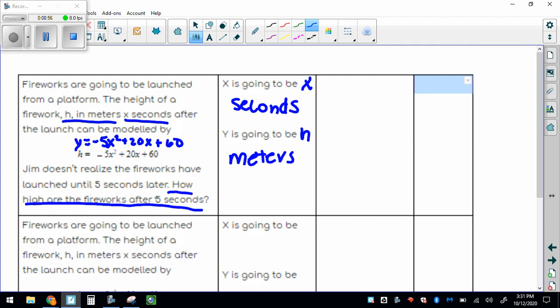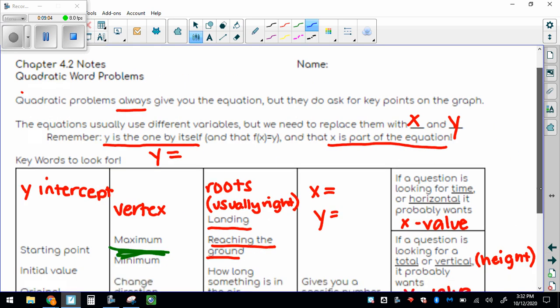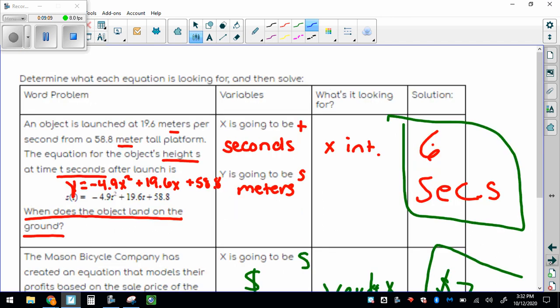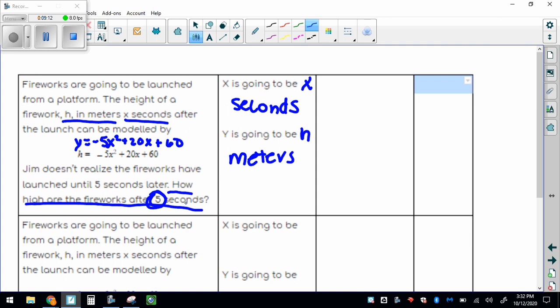All right. Now notice this guy. How high are the fireworks after 5 seconds? This guy is a specific amount, right? This guy is this column right here. Gives you a specific number. So it says 5 seconds. So x is seconds. So this is typing in x equals 5 and seeing where it crosses. And that's just a matter of typing it in Desmos.